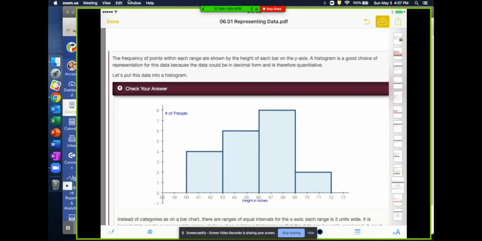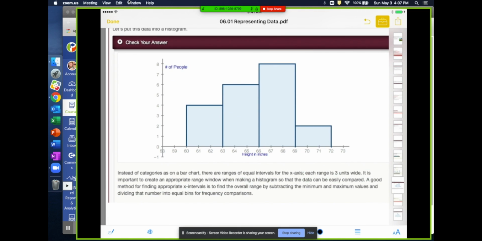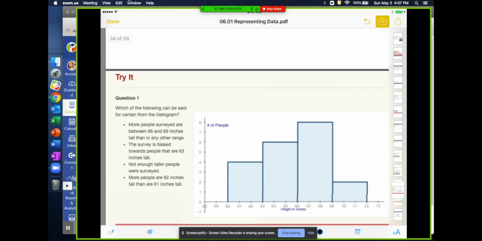Okay, so here's the actual histogram based on the data. So we have our little buckets or bins or ranges across the bottom, whatever you want to call it. You'll see that the first one goes from 60 to 63, then 63 to 66, 66 to 69, and then 69 to 72, just like what was in the data. And the frequency is up at the y-axis. So essentially our histograms are extremely similar to our bar graphs. They look the same, except we're using buckets at the bottom and not categories.